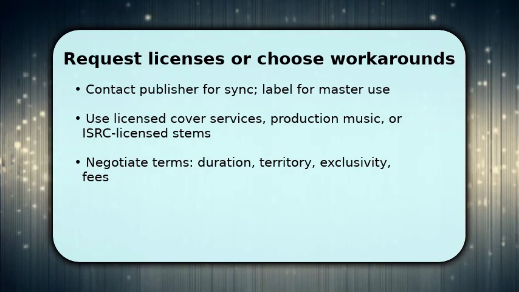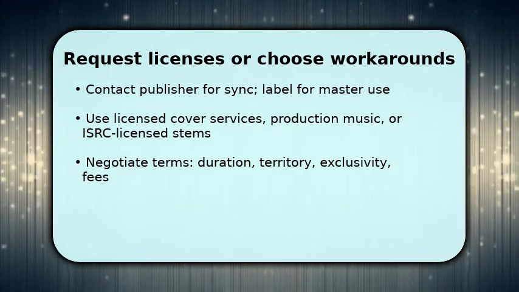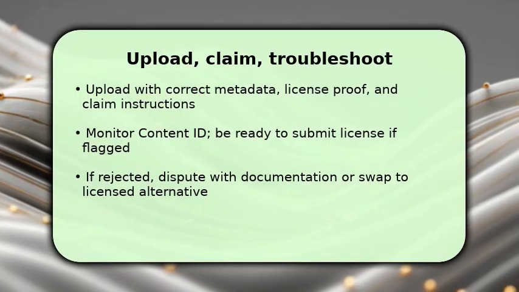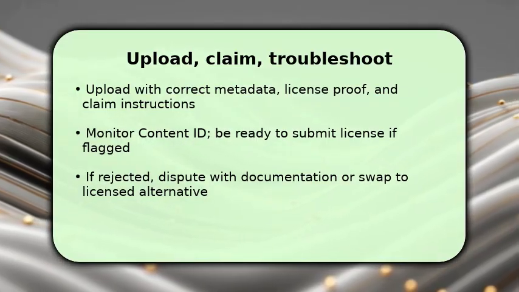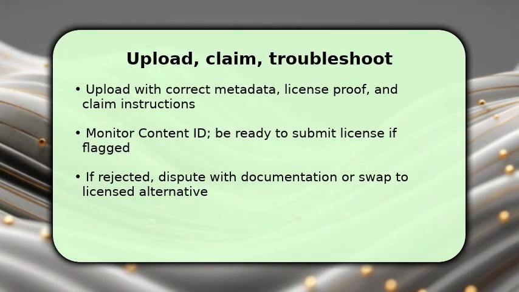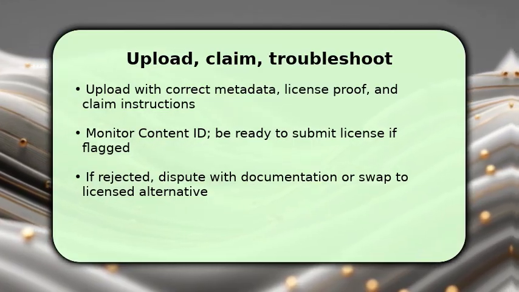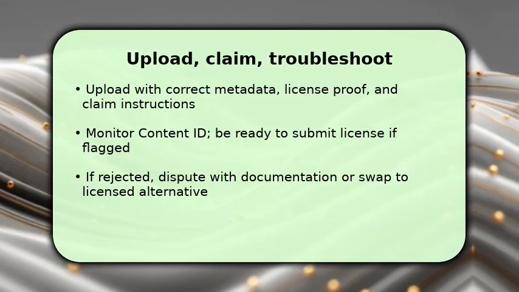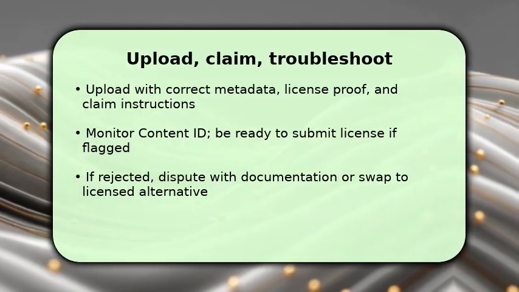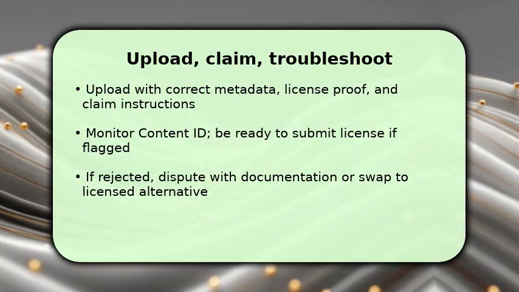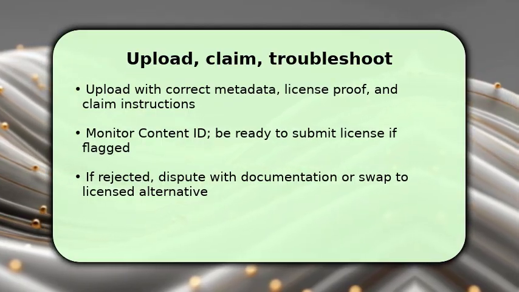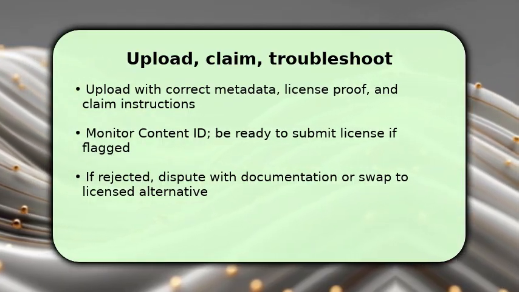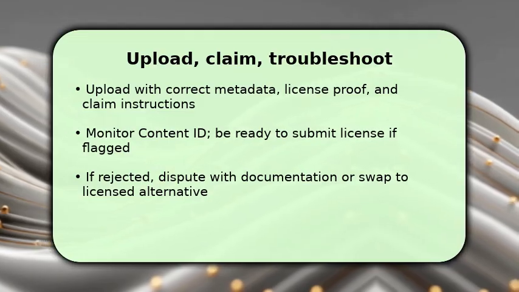You finish by uploading your short with accurate metadata and attach license proof in your channel's claim dispute area. Add publisher/label names in the description. Once live, monitor content ID matches and be ready to submit your license or a signed agreement if a claim appears. If the claim persists or is rejected, promptly dispute with the documentation you received or replace the track with a licensed alternative and reupload.